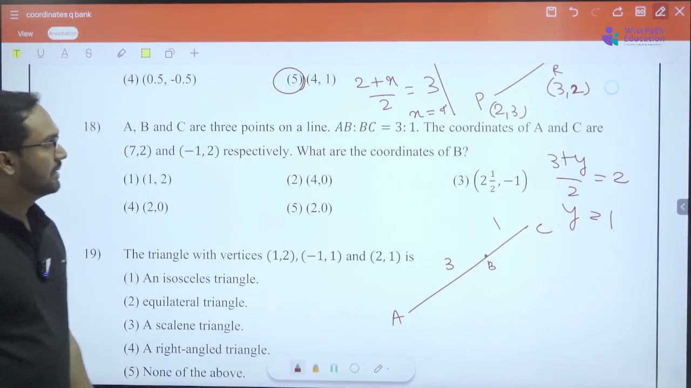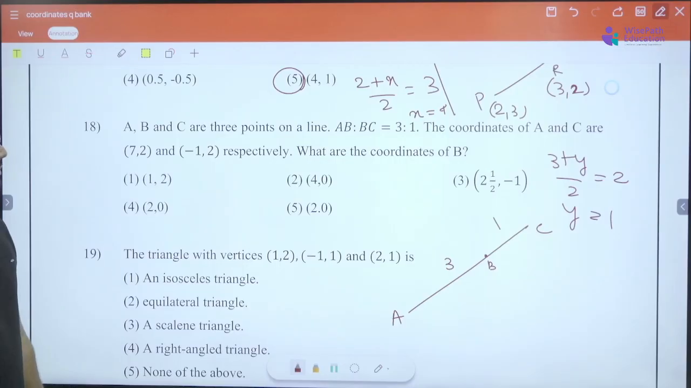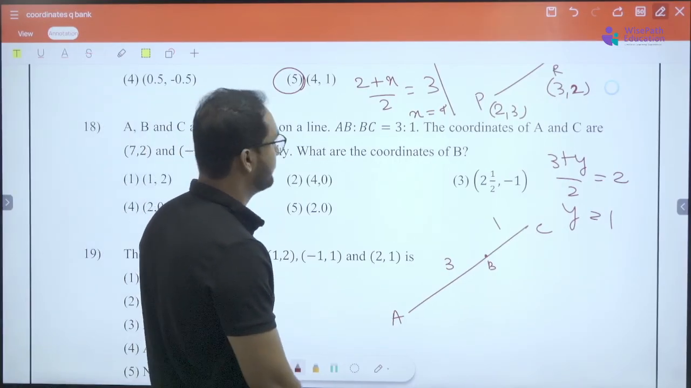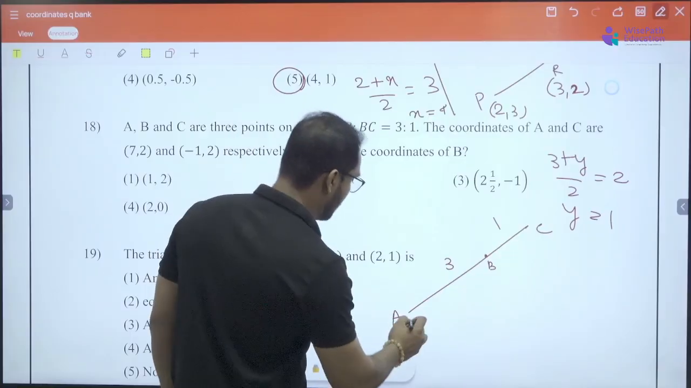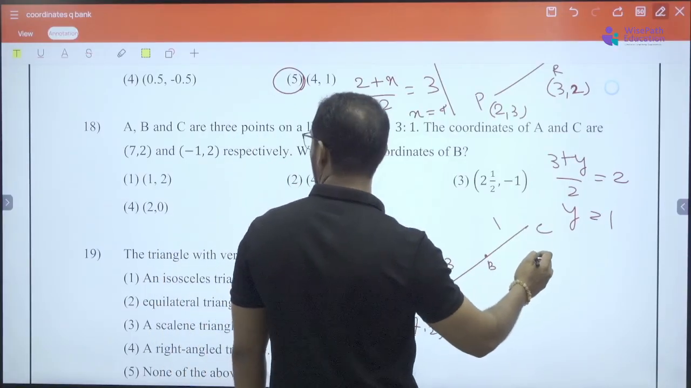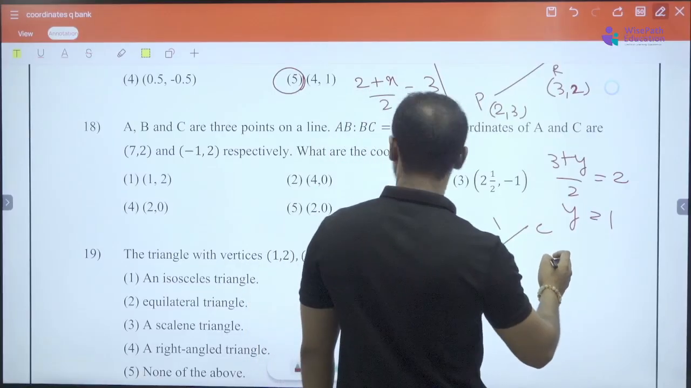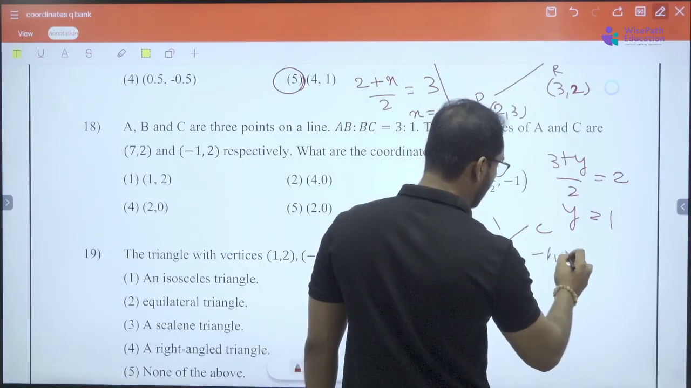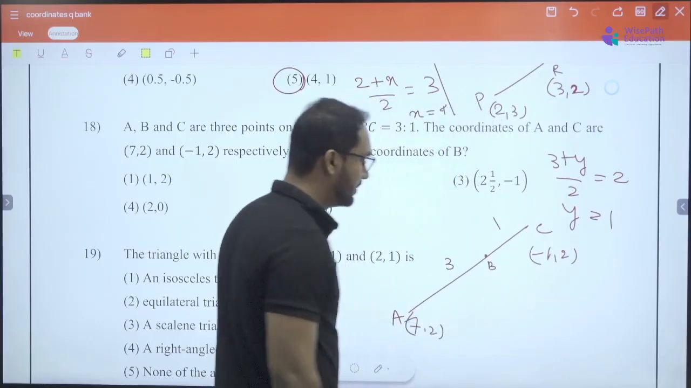So they are asking what are the coordinates of B? A coordinates are given as 7, 2. C coordinates are given as -1, 2.